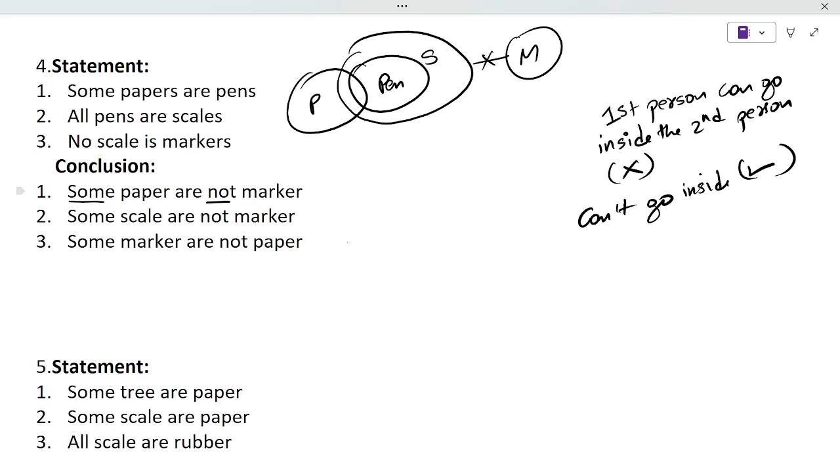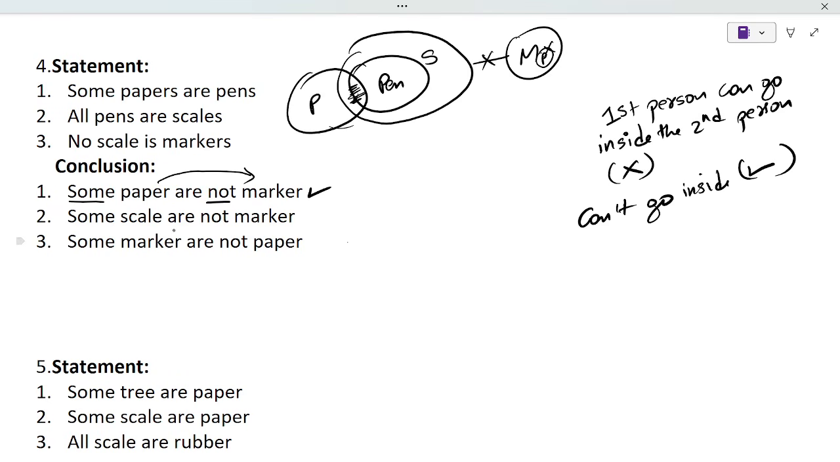In the some not case, we check whether the first person can go completely inside the second person. So can all of paper go inside marker? Some part of paper belongs to scale, and in the statement it's clearly mentioned that scale and marker can't touch. So we cannot take everything of paper inside the marker. Since it can't, the answer is true.